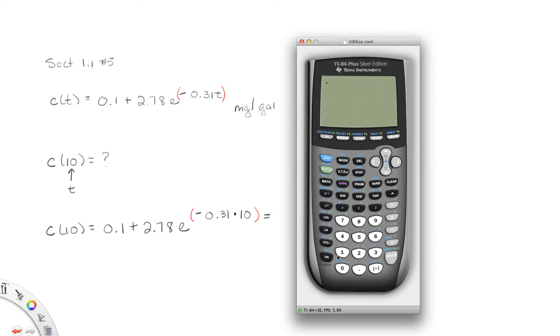So that's 0.1 plus 2.78 times E. Okay, we're going to raise it to that exponent of negative 0.31 times 10. So notice I'm putting in my parentheses. And when you use the negative sign, make sure that you're using this negative sign, not the minus sign. So we're going to use negative 0.31 times 10 and close our parentheses.